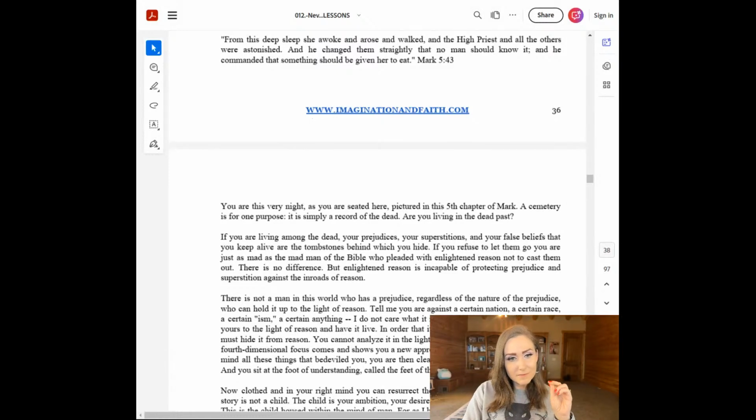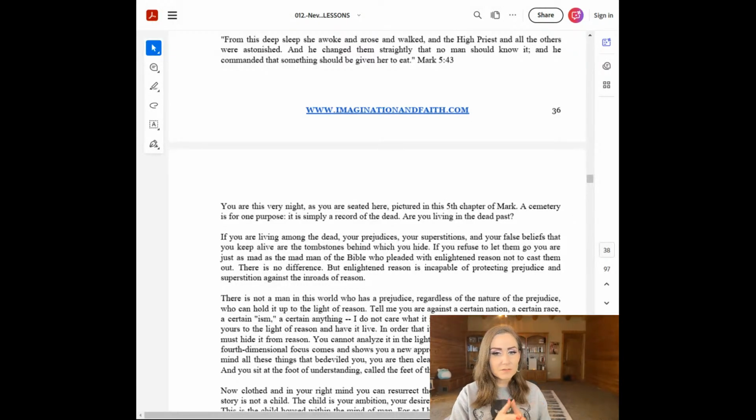You are, this very night, as you are seated here, pictured in this 5th chapter of Mark. A cemetery is for one purpose. It is simply a record of the dead. Are you living in the dead past? If you are living among the dead, your prejudice, your superstitions, and your false beliefs that you keep alive are the tombstones behind which you hide.